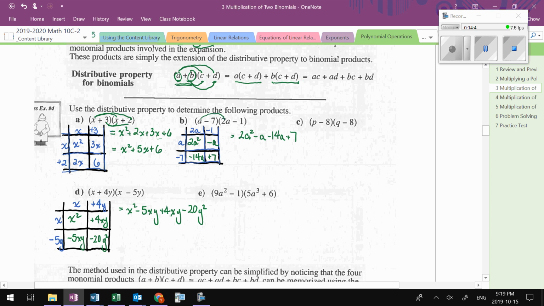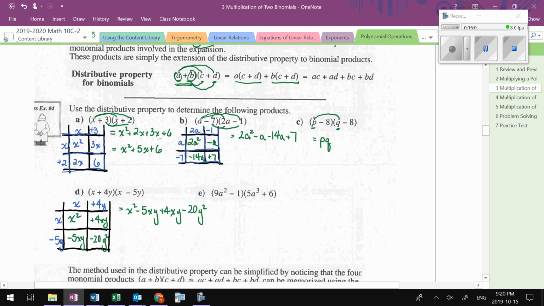a times 2a, a times negative 1, negative 7 times 2a, negative 7 times negative 1. You can see that that is the order of the products that we have. So FOIL stands for first. We're multiplying the first term in each bracket, so that would be P times 2.